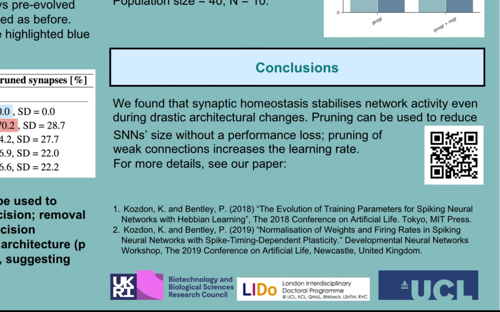We found that synaptic homeostasis stabilizes network activity even during drastic architectural changes. Pruning can be used to reduce spiking neural network size without a performance loss. Pruning of weak connections increases the learning rate.